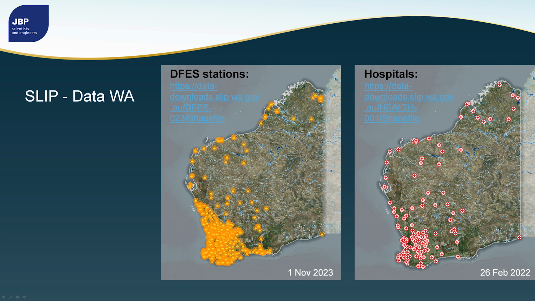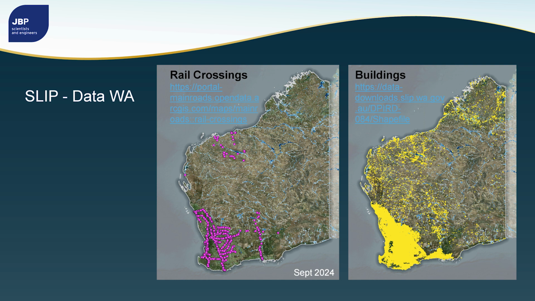So what does data look like around WA? Obviously it's pretty big. You can see both hospitals and DFES fire stations. Really focused around the southwest, much like anything, huge amount there. Again, it's data sources there if you want to see them. Again, you can get rail crossings. This is important because if we flood rail crossings, that's going to stop your road network and also stop any goods coming into WA. And you can see buildings as well.